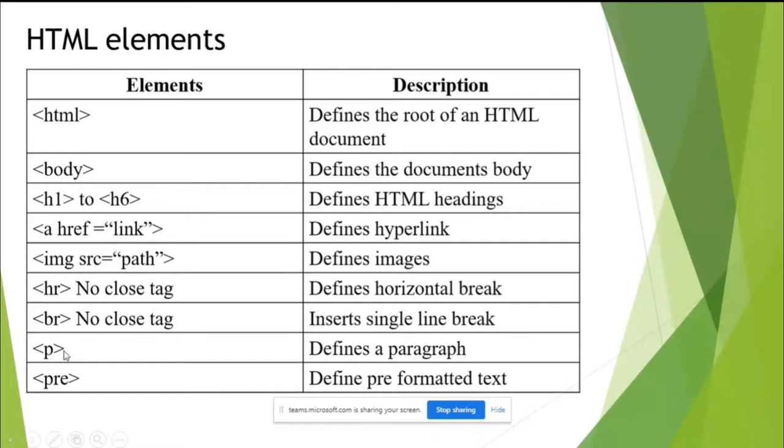Then p, the paragraph tag. When you type a paragraph, you can use this. Then pre, which defines preformatted text. It is also a paragraph, but the difference between the p tag and the pre tag is that whatever we type inside the pre tag displays the same way we typed it. If you give some spaces or lines, the first line will be there, then after 3 breaks, the second line you typed. So the preformatted text displays exactly as you type it inside the pre tag.